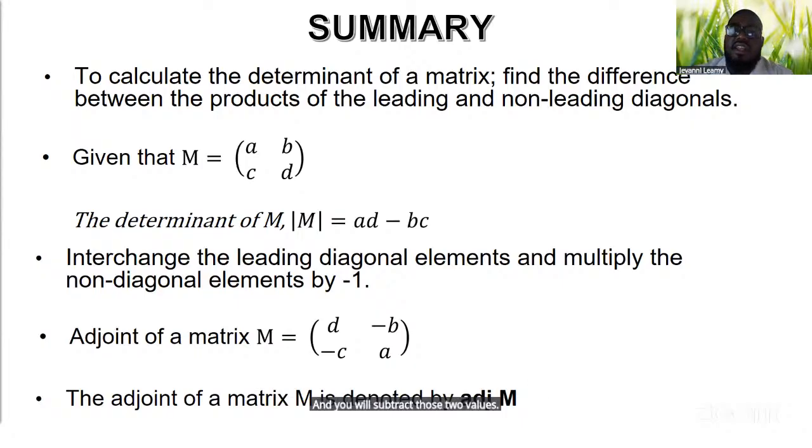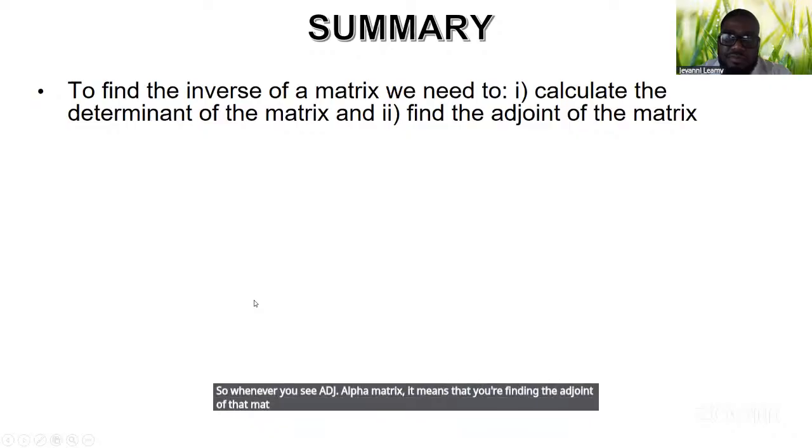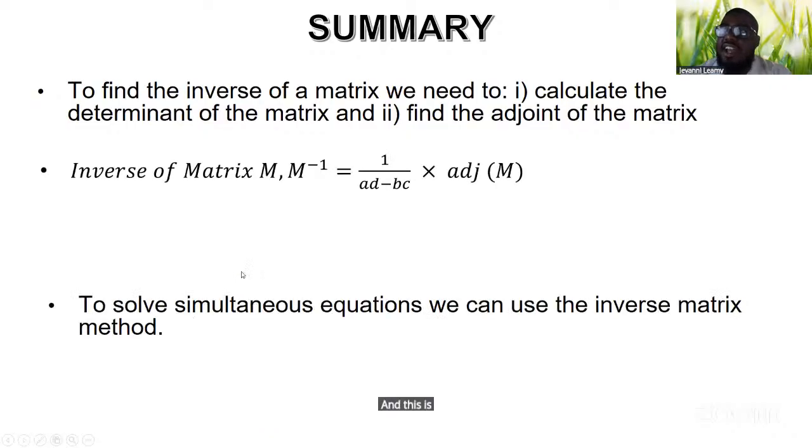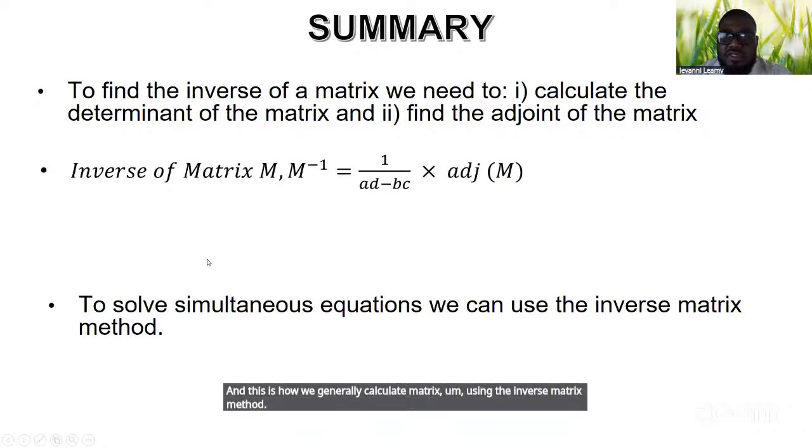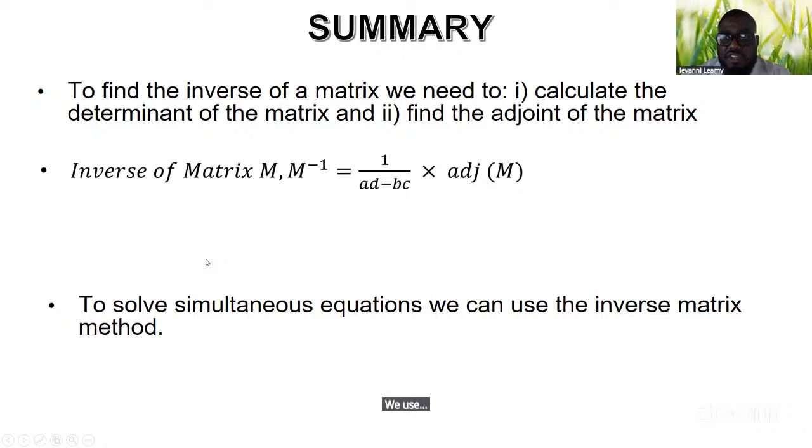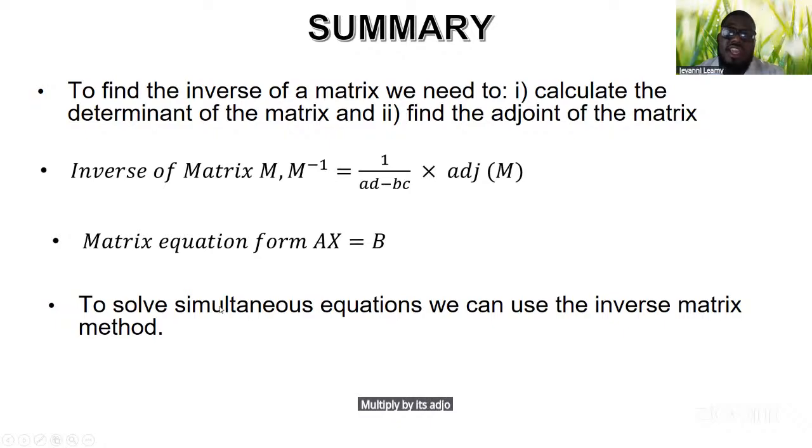To find the adjoint of a matrix, you will interchange the leading diagonal elements and multiply the non-leading elements by -1. So whenever you see ADJ of a matrix, it means that you're finding the adjoint of that matrix. Using the inverse matrix method, we use the inverse of the matrix. The inverse of the matrix is given by the reciprocal of the determinant of that matrix multiplied by its adjoint. And again, we use this to solve simultaneous equations.